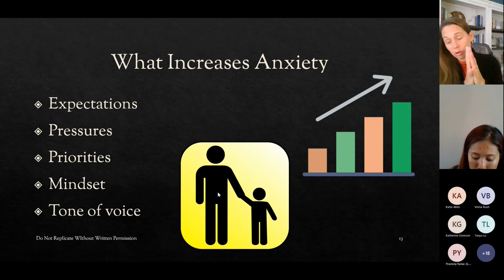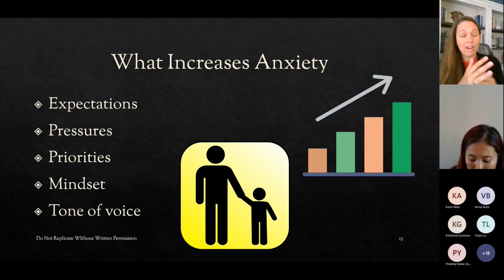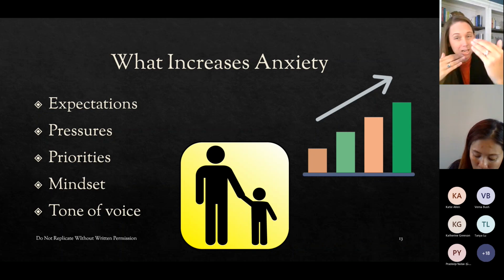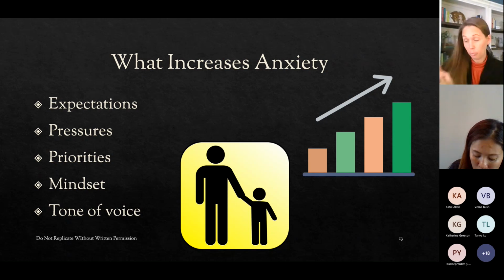So let's talk about what increases anxiety, what can make anxiety worse, what can exacerbate it. Having priorities and expectations of our children are very healthy, good things. However, if the expectations are higher than their age, or if the priorities are what you hope your child will accomplish rather than helping them become the best version of themselves, sometimes our expectations and priorities can actually manifest more anxiety, especially depending on the tone of voice we use when we're setting them or talking about them.